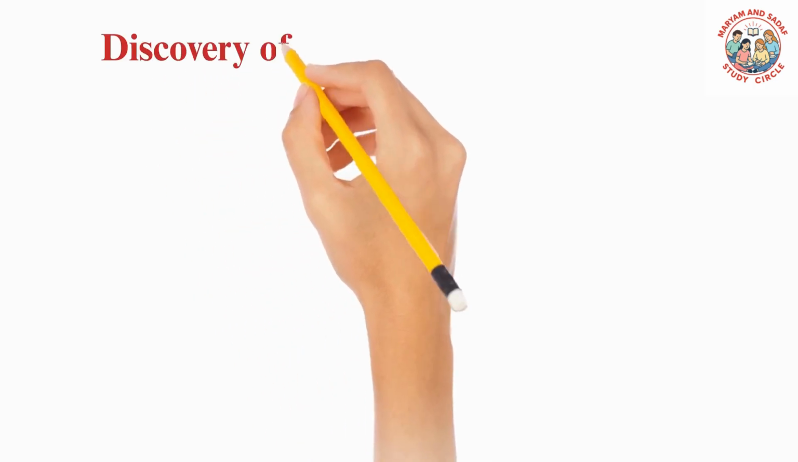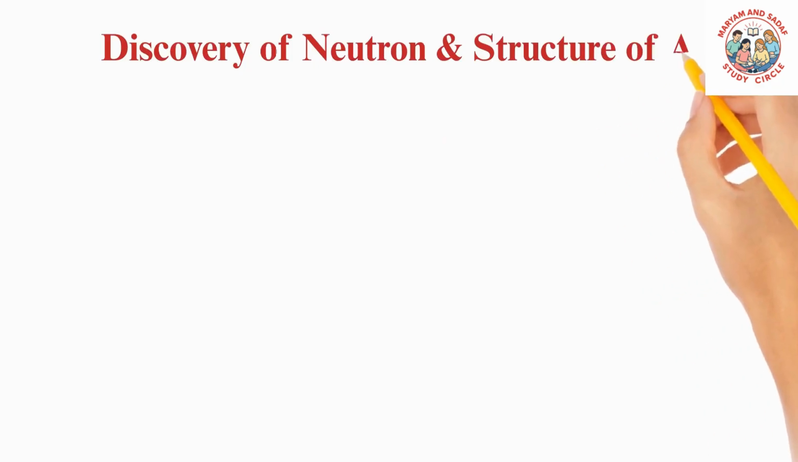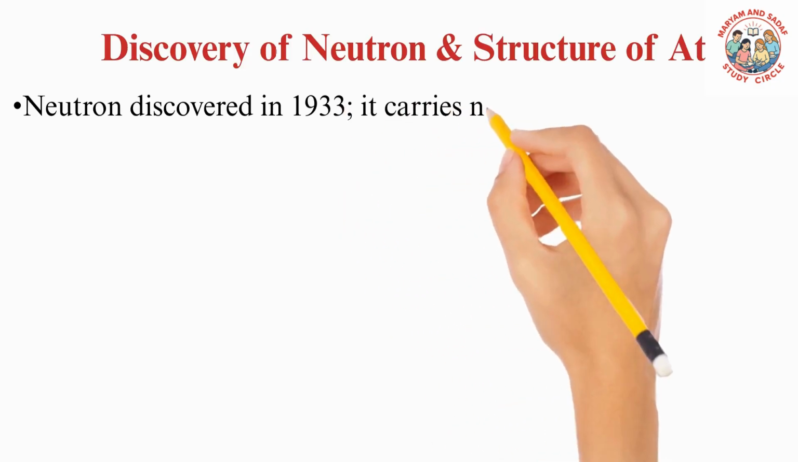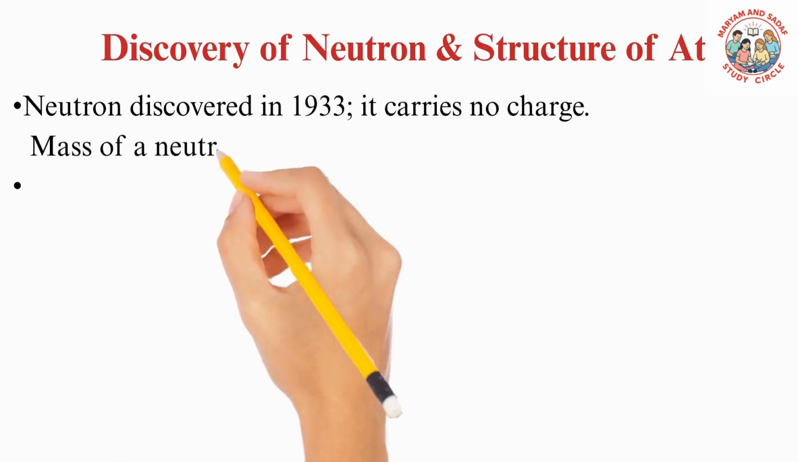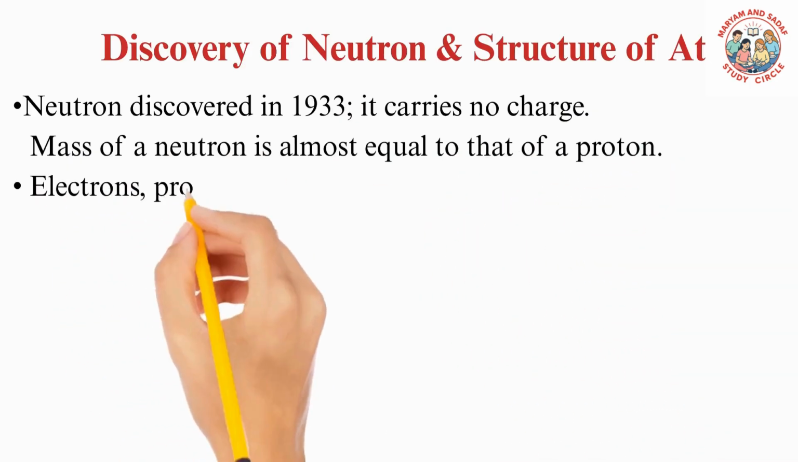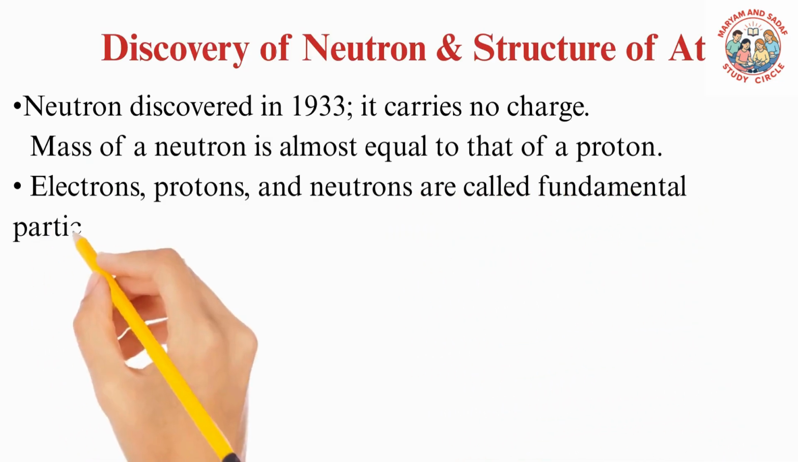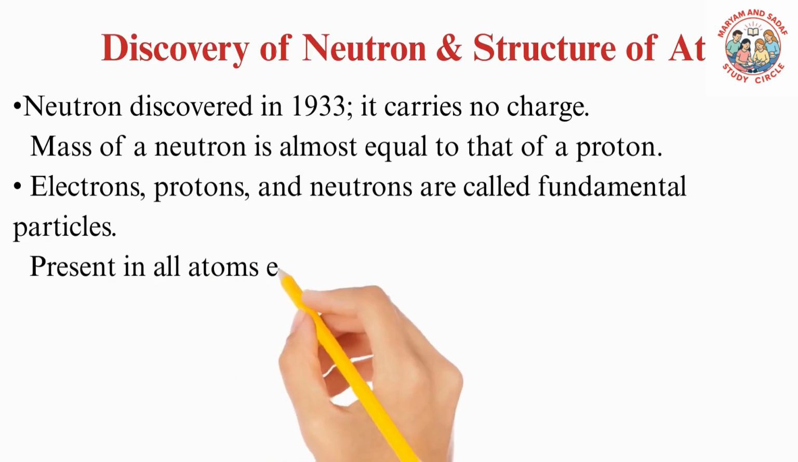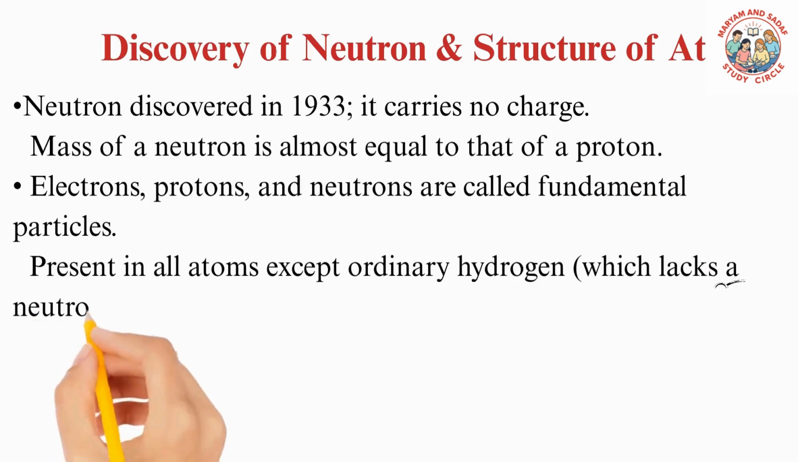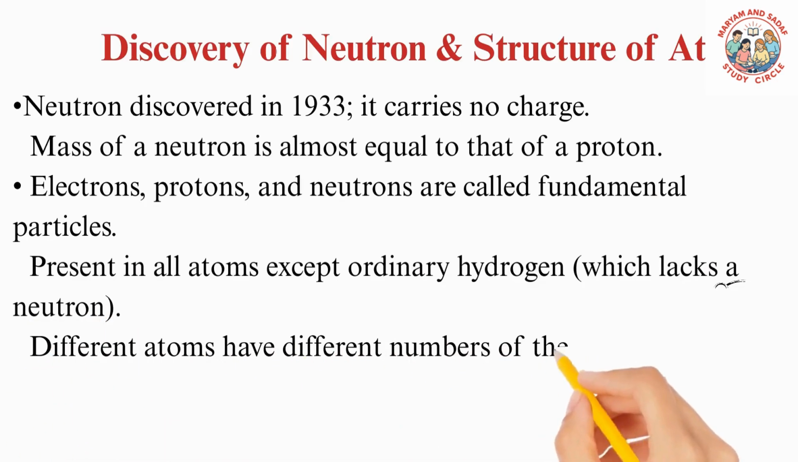Discovery of the neutron and structure of the atom. The neutron was discovered in 1933. It carries no charge. The mass of a neutron is almost equal to that of a proton. Electrons, protons, and neutrons are called fundamental particles, present in all atoms except ordinary hydrogen, which lacks a neutron. Different atoms have different numbers of these particles.